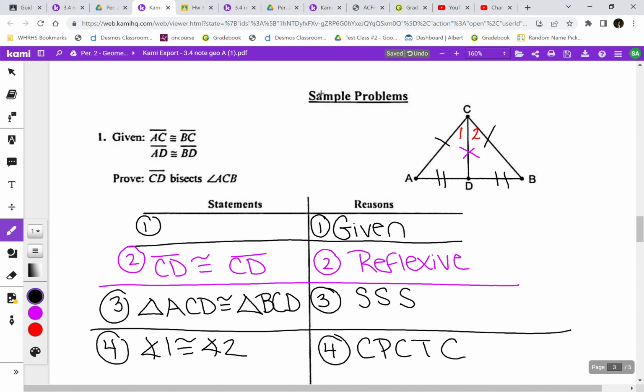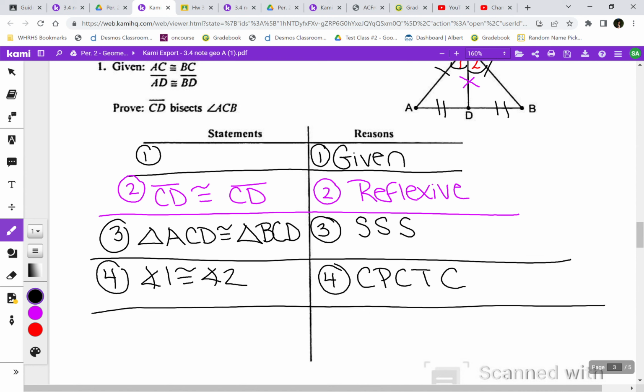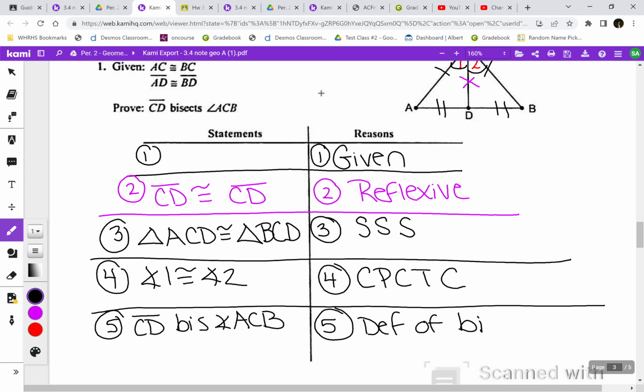So now we got angle 1 congruent to angle 2. Now that we've been able to successfully say 1 and 2 are congruent, can we now prove that CD has bisected angle ACB? Yes. So step number 5, CD bisects angle ACB. Who thinks they know the reason for this? Sion? Yep, definition of bisect, you got it.